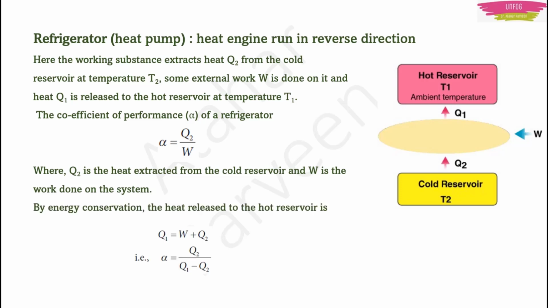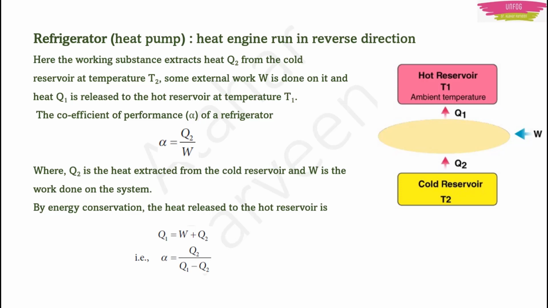Now by conservation of energy, the heat released to the hot reservoir will be equal to the work done plus Q2, right? That's why the coefficient of performance alpha will become Q2 upon W, or Q2 upon Q1 minus Q2, since W is equal to Q1 minus Q2. Okay, this was all about your syllabus. This was just the discussion. Now we shall see what type of questions may be asked from this chapter.